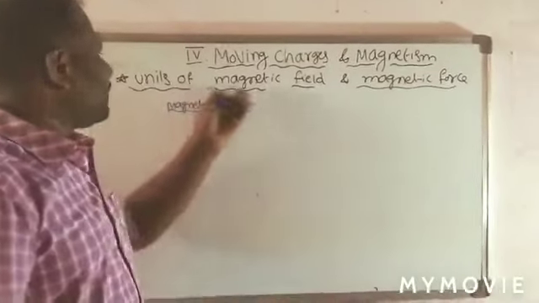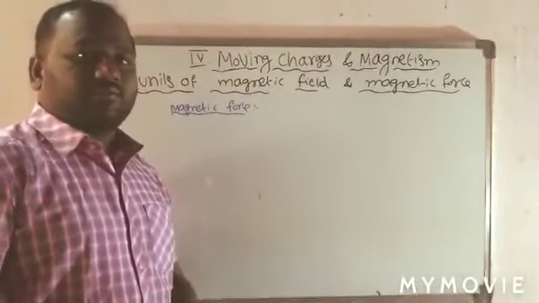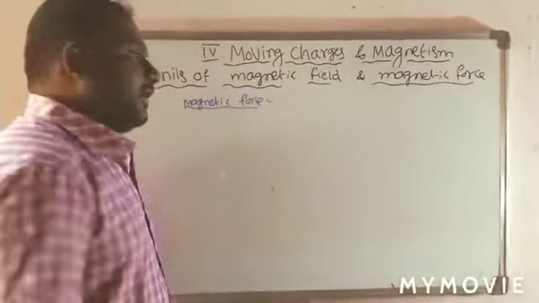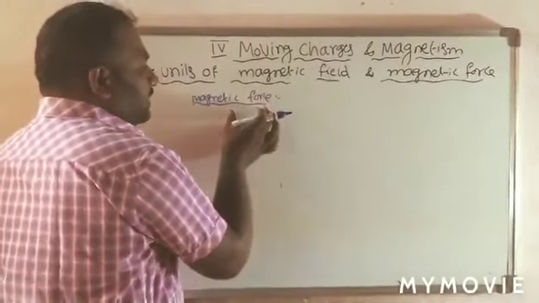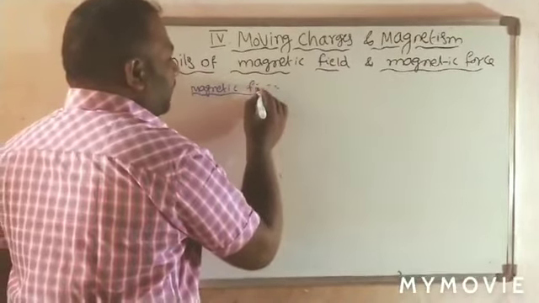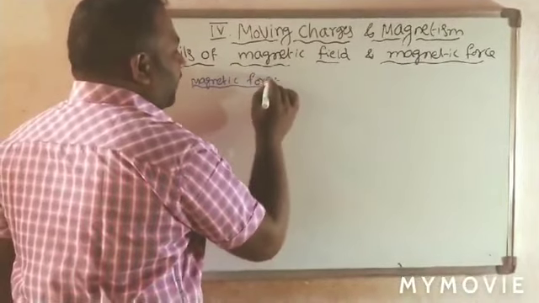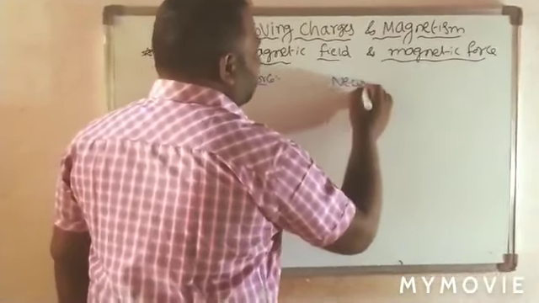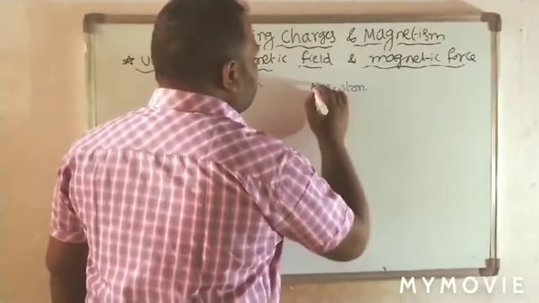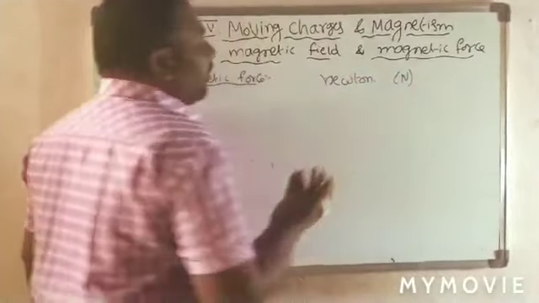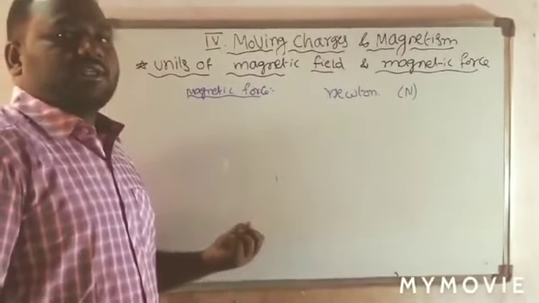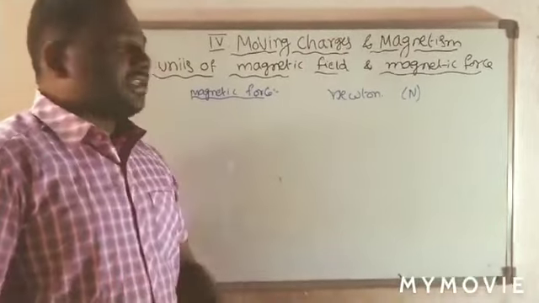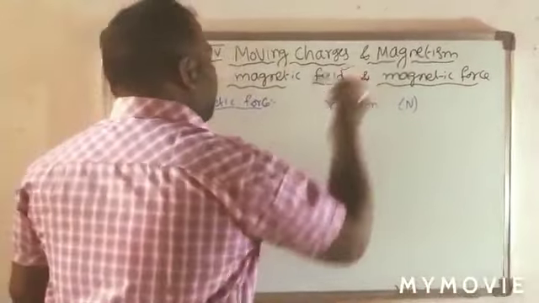Now see the units of magnetic field and magnetic force. First we take the unit of magnetic force. The unit of magnetic force is Newton. Force unit is nothing but Newton, so magnetic force also has the same unit, that is Newton. But what is important is the magnetic field.